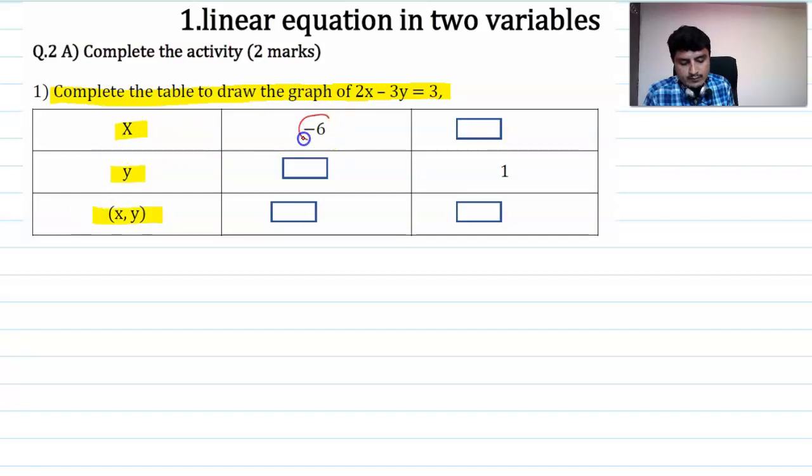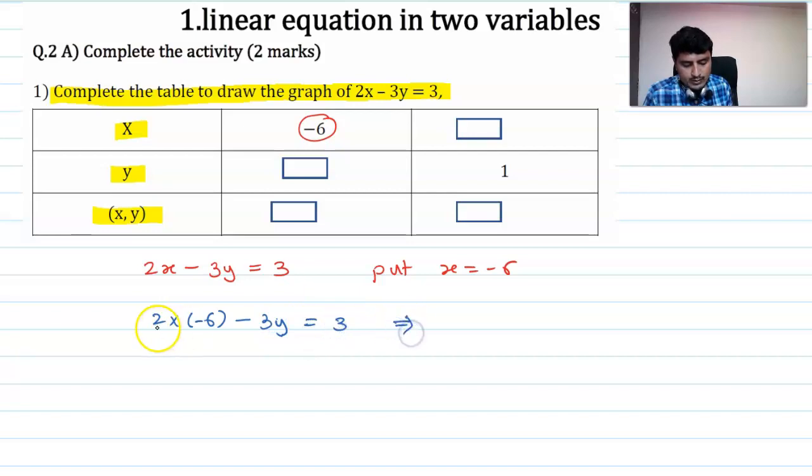Now once we have x is equal to minus 6, given the linear equation in two variables 2x minus 3y is equal to 3. So let us put x equal to minus 6, so that we are getting 2 into minus 6 minus 3y as it is, equal to 3. So that implies 6 twos are 12, so we have minus 12, then minus 3y as it is, equal to 3.